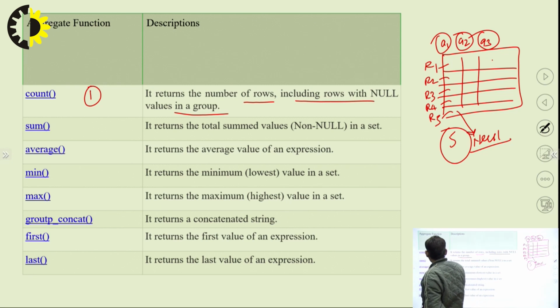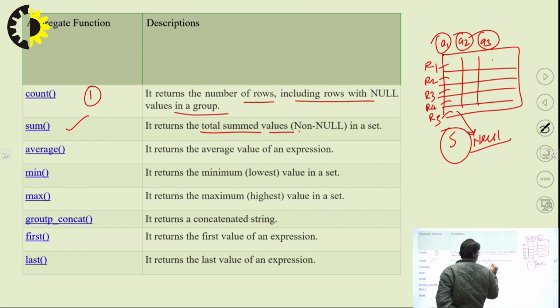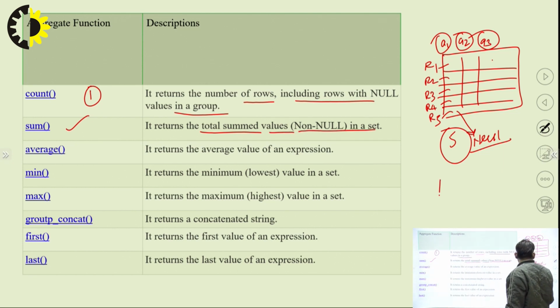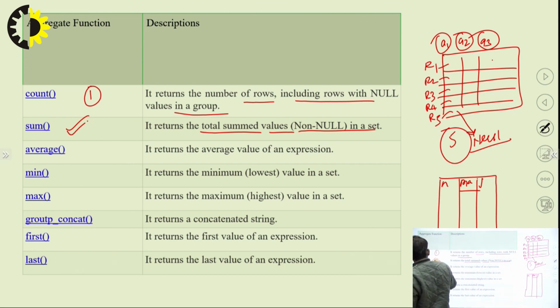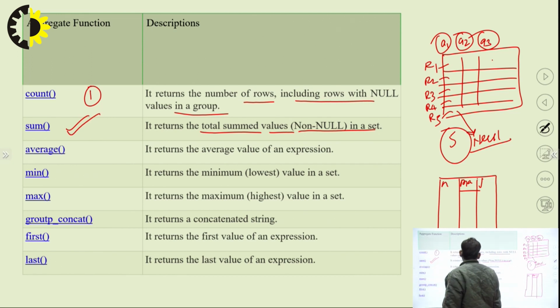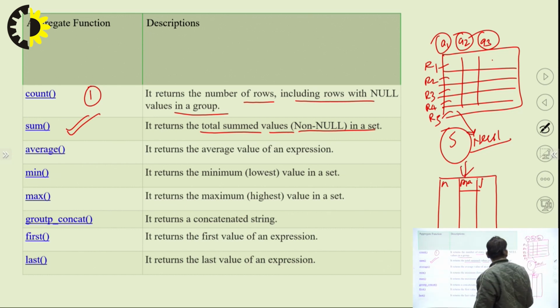Next one is the sum. The sum aggregate function returns the total sum of the non-null values in a set. Let's suppose this is the student table and it contains 3 attributes: name of the student, marks of the student and percentage of the student. If someone wants to add all the marks gained by the students, then we have to apply the sum function. With the help of sum, we are able to return the total sum of values of a particular column or attribute.